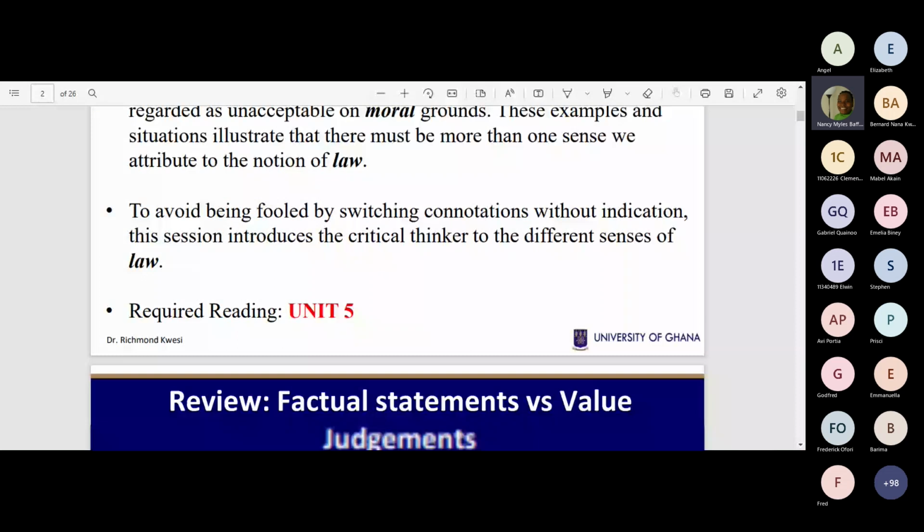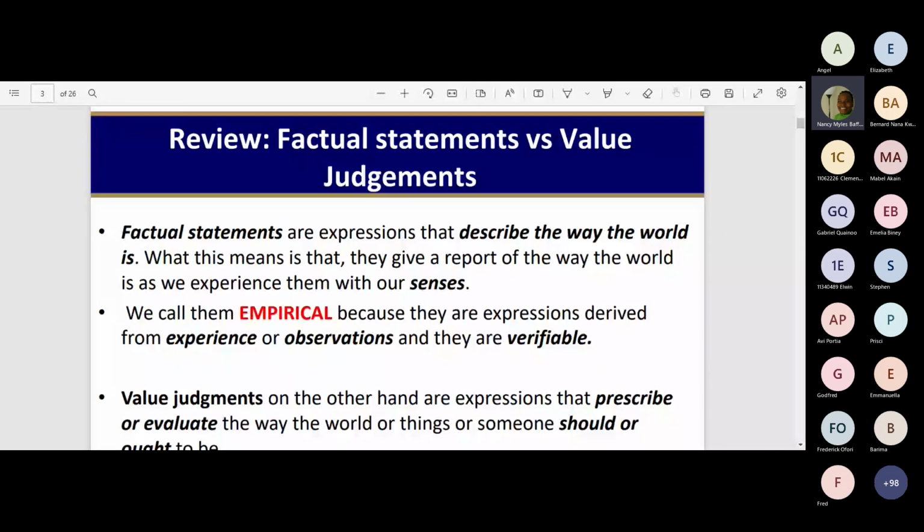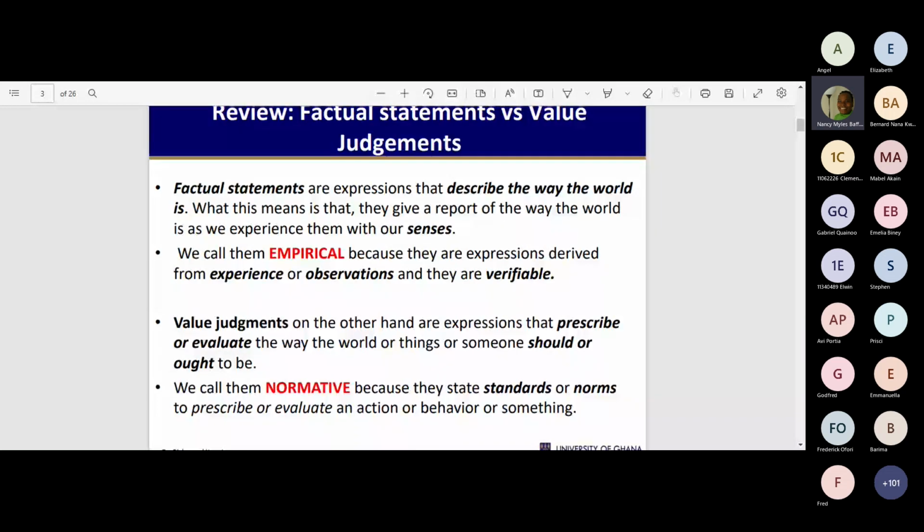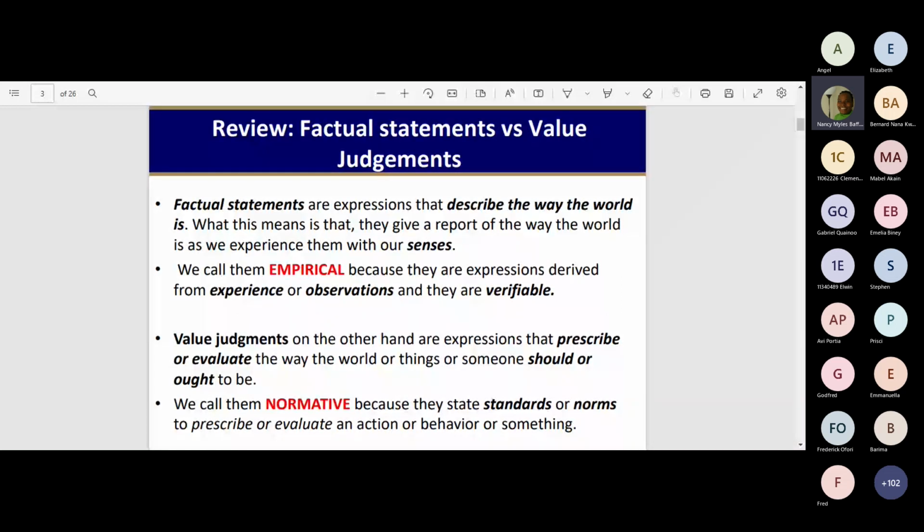Now, the third slide, which I've projected, also reviews. Review means you have viewed it before. You are reviewing, you are relooking. It means you've looked at it before. So it is a relook at factual statements versus value judgment.